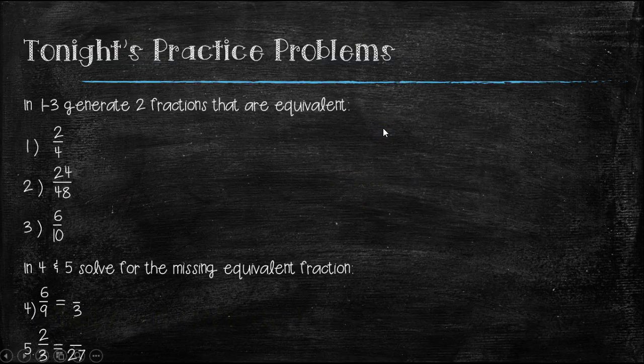Here are tonight's practice problems. For problems 1 through 3, I'd like you to generate 2 fractions that are equivalent. You could multiply or divide, doesn't matter. Remember, when you're dividing, you need to find that common factor first. And in problems 4 and 5, I want you to solve for the missing equivalent fraction.